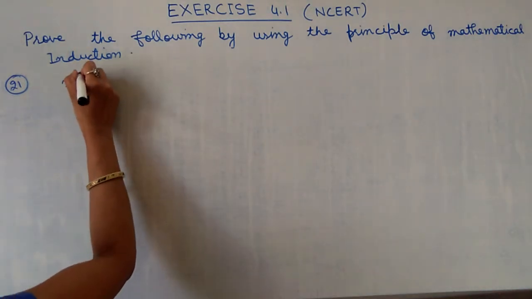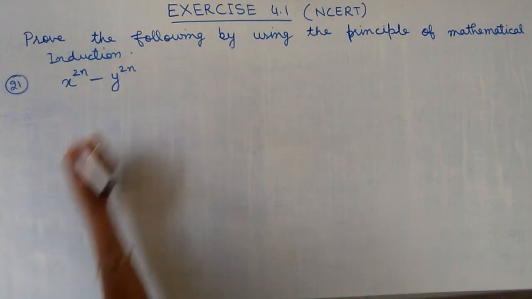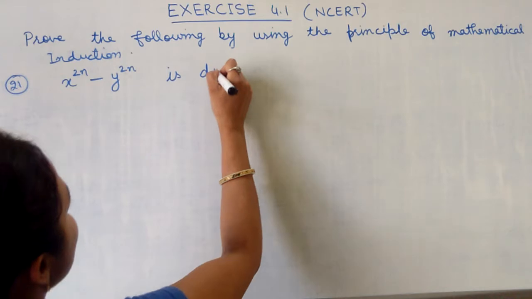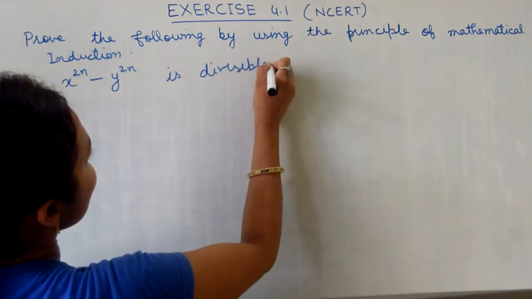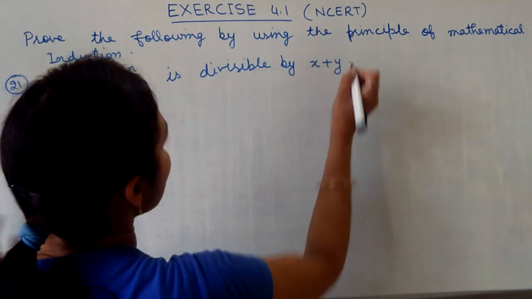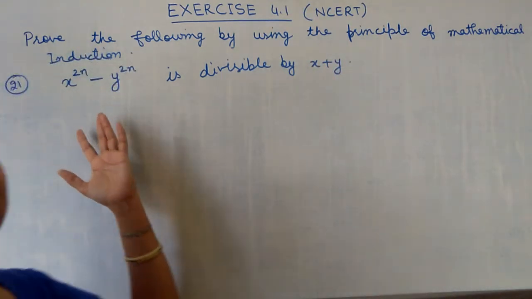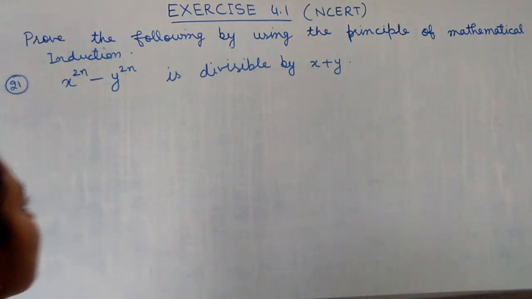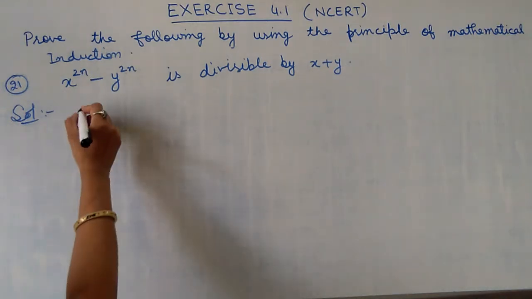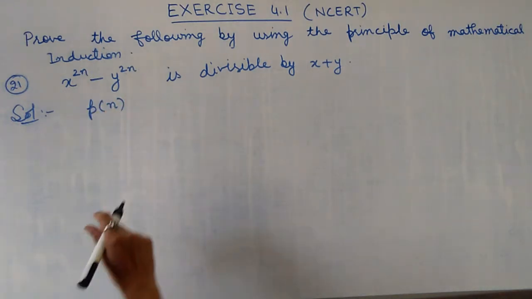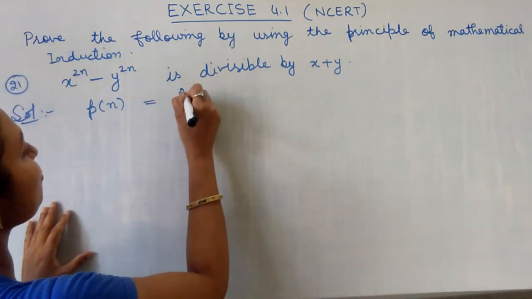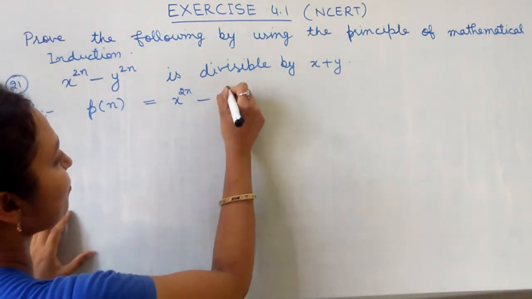You have to prove that x raised to power 2n minus y raised to power 2n is divisible by x plus y. So you have to show that, and these are variables, not numerical values. So how can we prove it? I will start the solution by supposing it as Pn. I always take it as a polynomial in the form of n. So I will take it as x raised to power 2n minus y raised to power 2n.